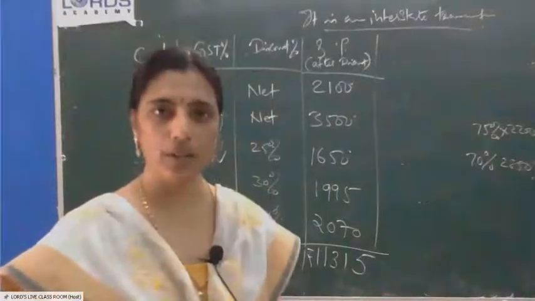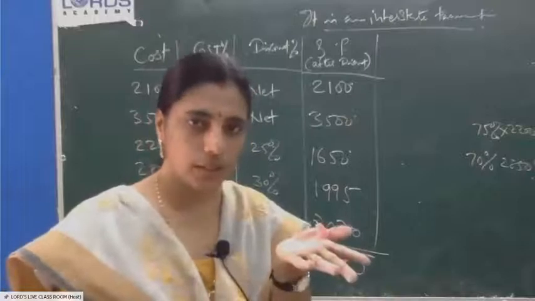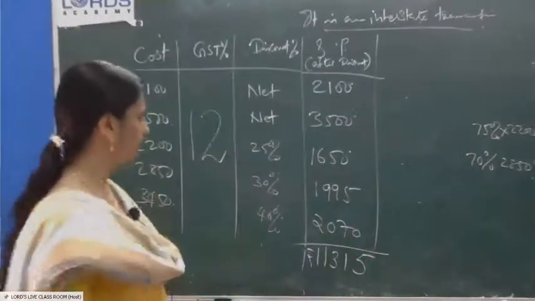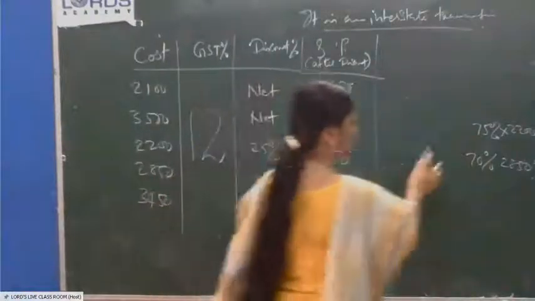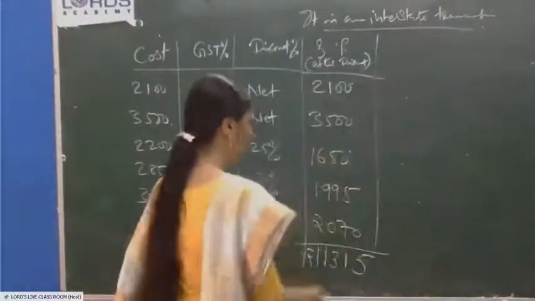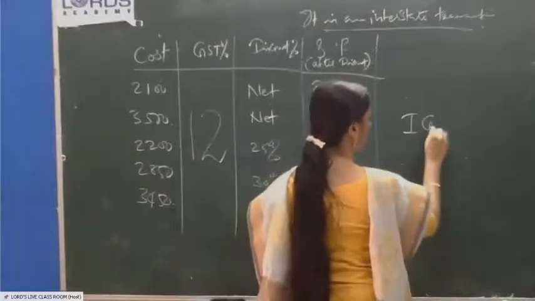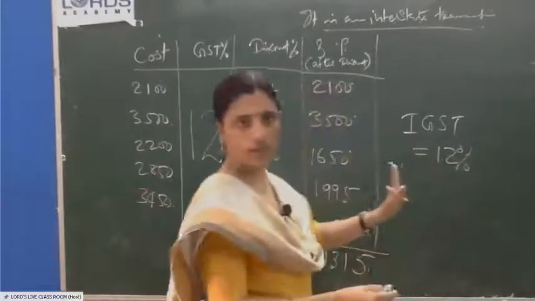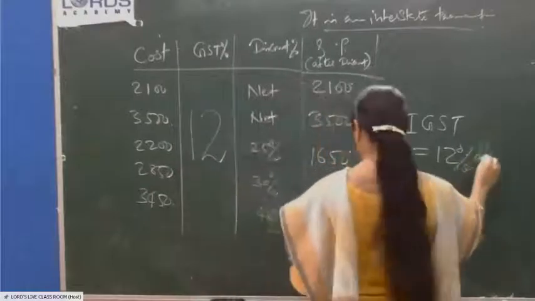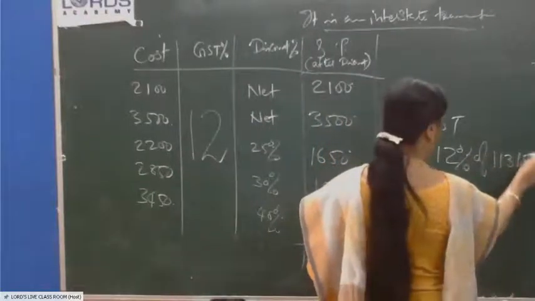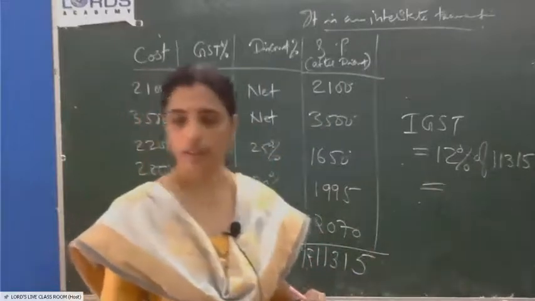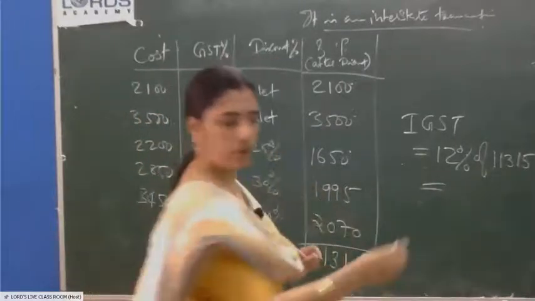Now, since 12% for all, straight away 12% you can add to all. So you find IGST equal to full 12%. So this problem became short. IGST equal to 12% of 11,315, you will get 1,357.80.